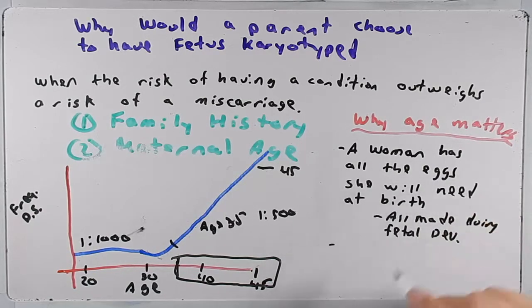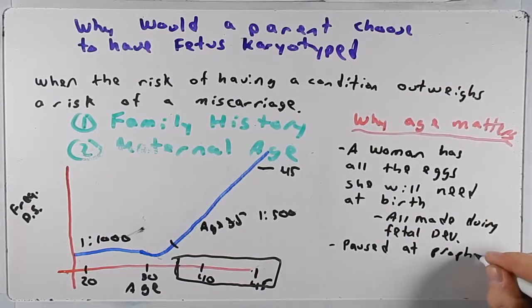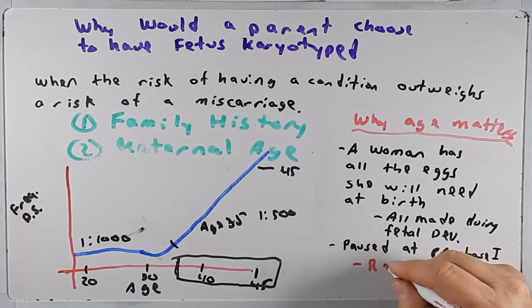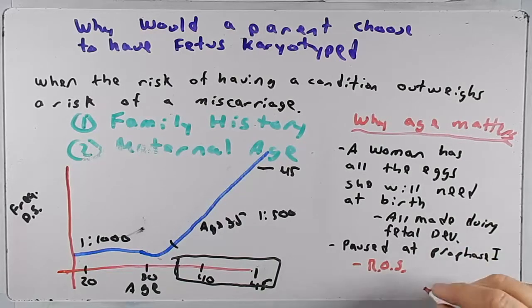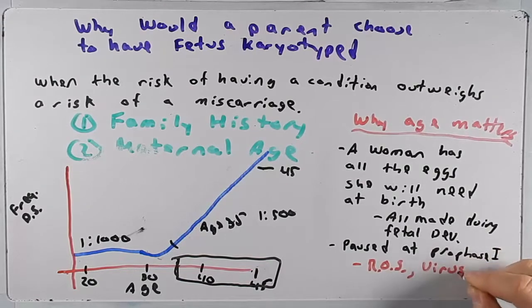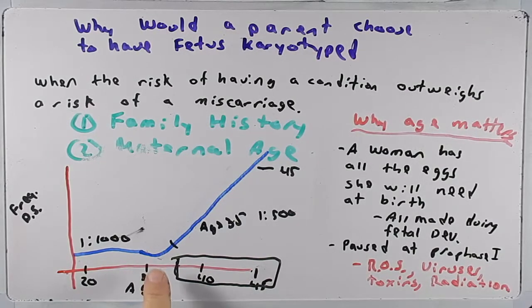Well, even though they're all made at this stage here, they're paused at prophase 1. And then over the course of 30 to 40 years, those eggs that are paused are exposed to various things that can damage them. Reactive oxygen species is one of those. Reactive oxygen species are known to cause DNA damage, as are viruses that mom may have been exposed to before she had kids, toxins that she may have consumed, and radiation. All of these can contribute to this egg accumulating various kinds of mutations or chromosomal alterations.